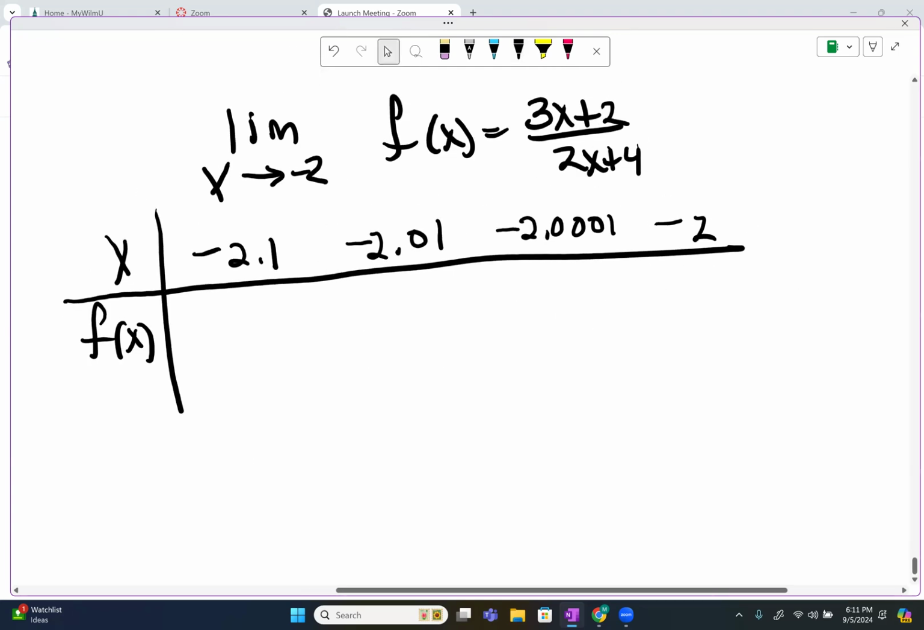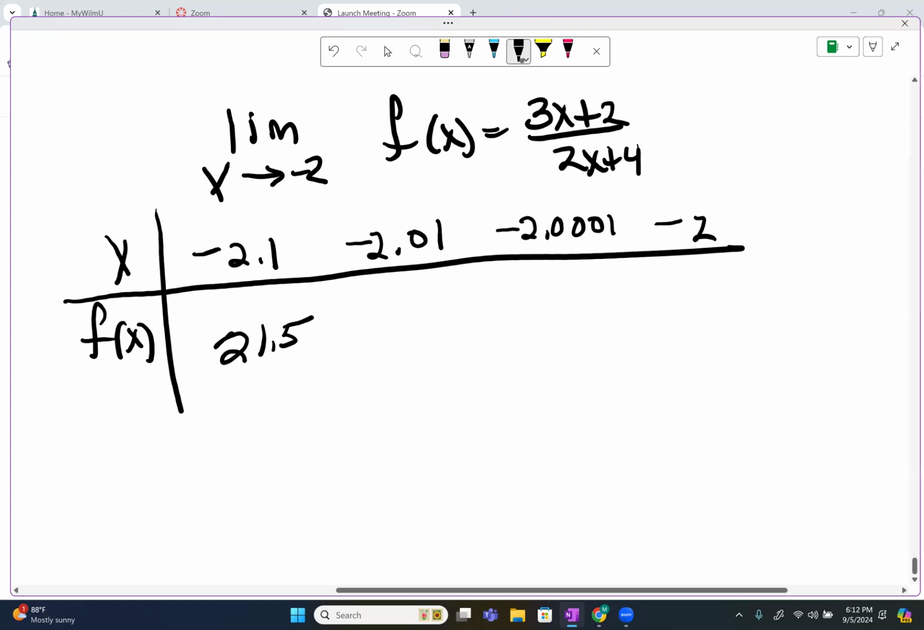And let's plug it in and solve. So if you take a calculator or whatever system you're using, we say, okay, well, 3 times negative 2.1, and that plus 2, divided by 2 times negative 2.1 plus 4, gives me a value of 21.5.